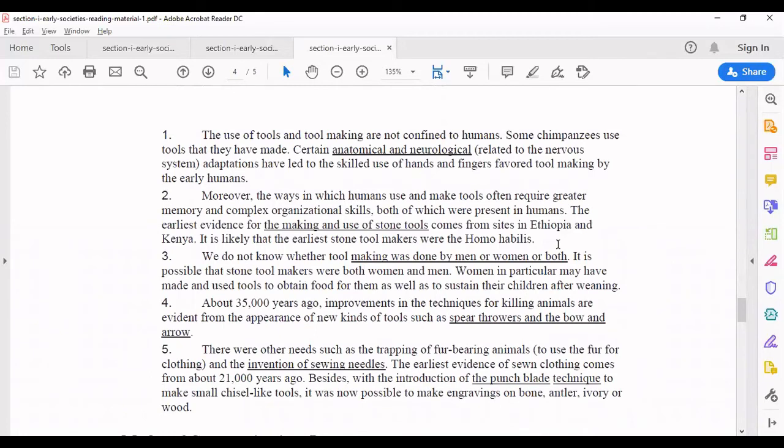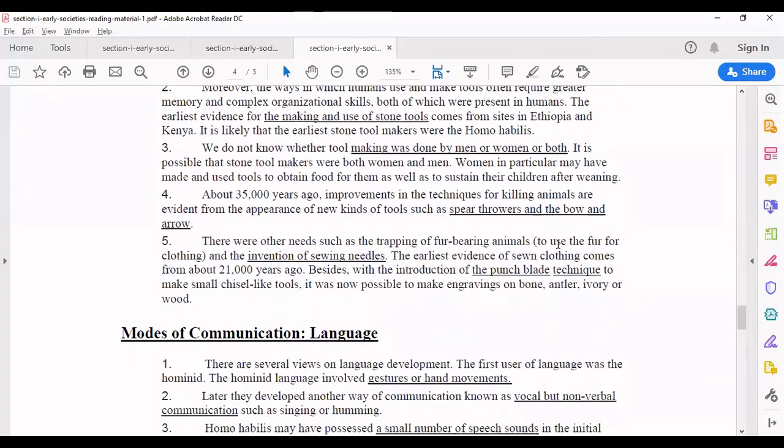So the use of tools is not confined only to humans. Some chimpanzees also use the tools. Certain anatomical and neurological adaptations have led to skilled use of hands and fingers, which favor tool making by early humans. The ways in which humans use and make tools often require greater memory and complex organizational skills, and both of these were present in the early humans. And we have evidence of this. We have evidence of making and use of tools from sites in Ethiopia and Kenya.